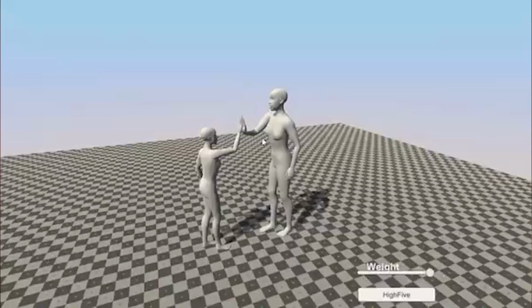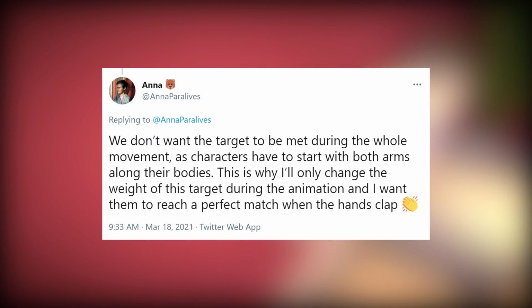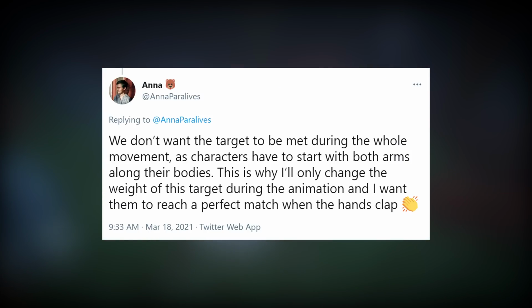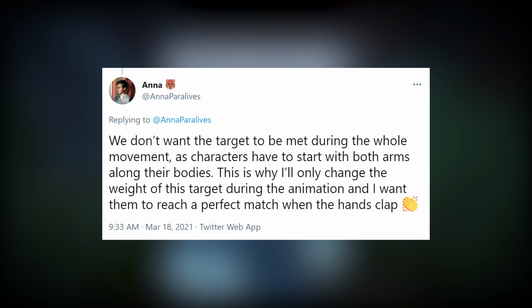We don't want the target to be met during the whole movement, as characters have to start with both arms along their bodies. This is why I'll only change the weight of the target during the animation, and I want them to reach a perfect match when the hands clap.